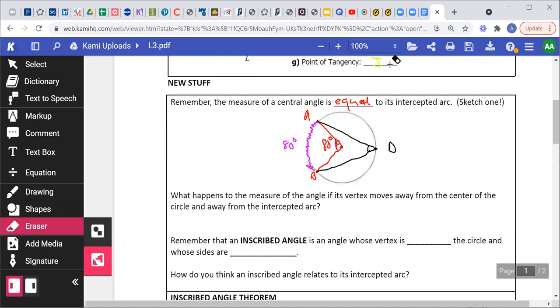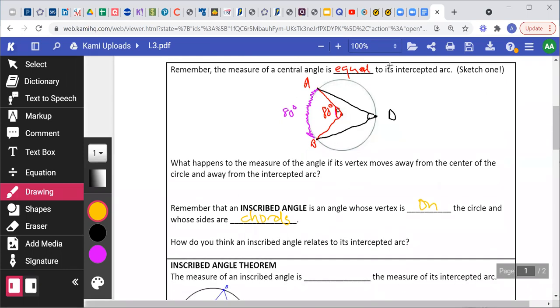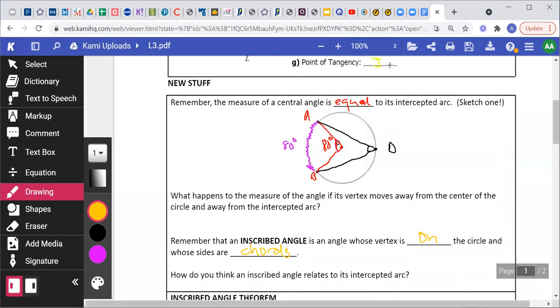We remember that an inscribed angle is an angle whose vertex is on the circle and whose sides are chords. As you can see, D is on the circle, and D forms an inscribed angle, and the sides of D are chords, AD and BD. Then how do you think an inscribed angle relates to its intercepted arc?